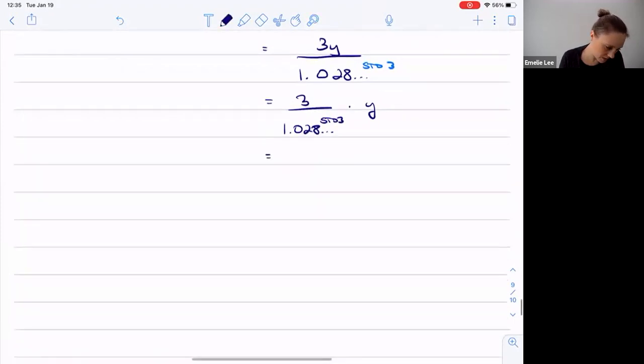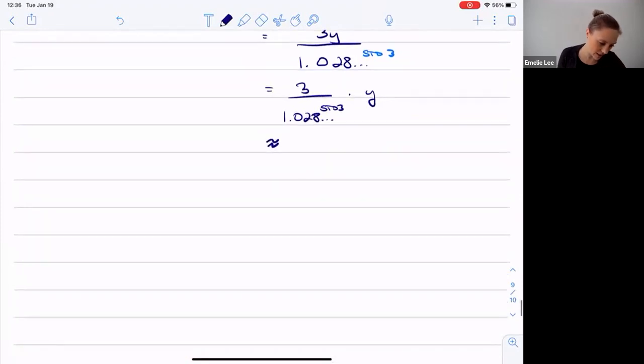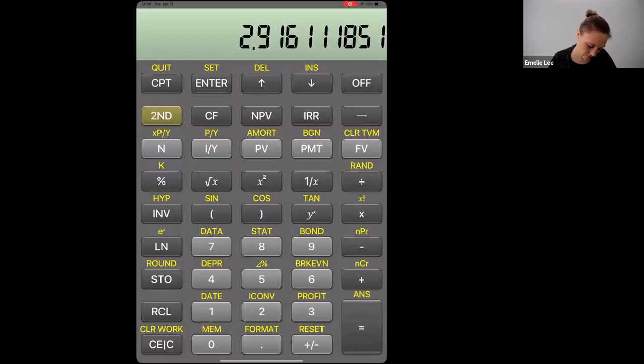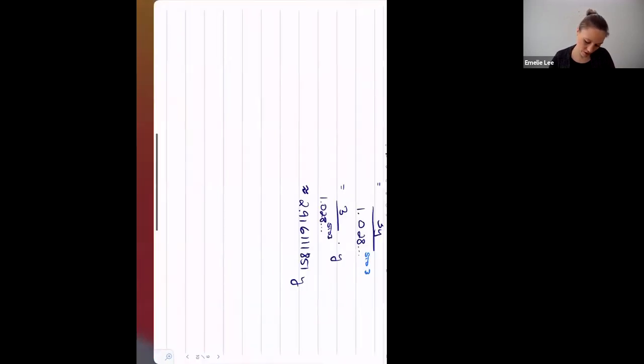So this becomes, and I'll use the squiggly equals, approximately equal to, because I'm going to have to stop after the digits that aren't displayed anymore. So this becomes 2.916111, of course, I have it on the side here, 851 times y. But let's just check it in our calculator here. 2.916111851. We understand that it keeps going beyond that, but that's as much as we're able to show.